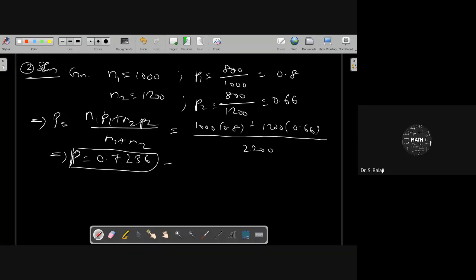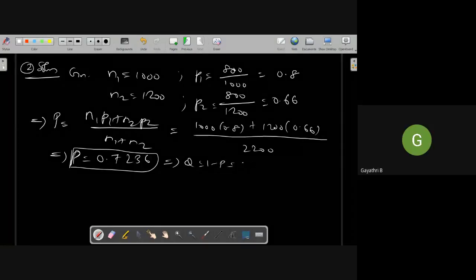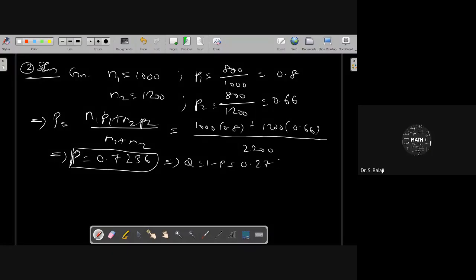Then Q, what is Q value? 0.2763. That will be Q. So you can easily identify P and Q values. Now all the values are over.